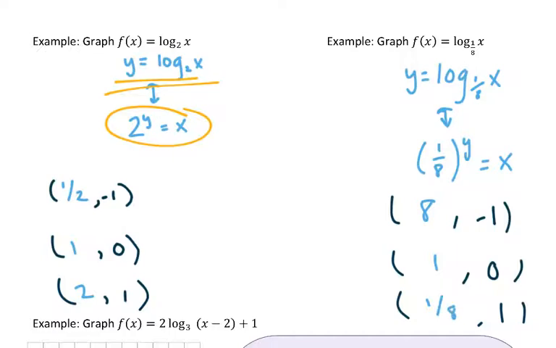Okay, now let's talk about the domain, range, and asymptote for these. The domain, okay? Let's see.